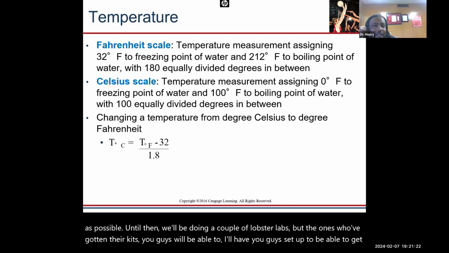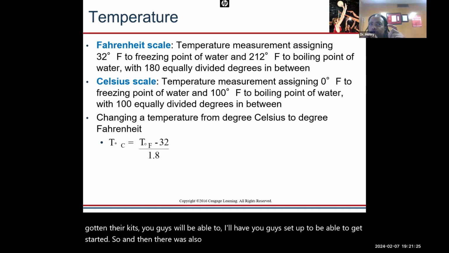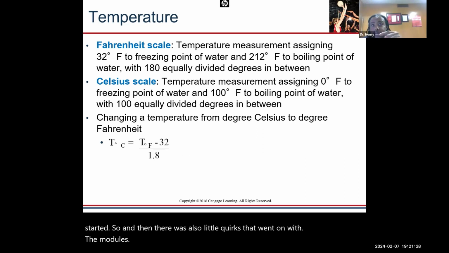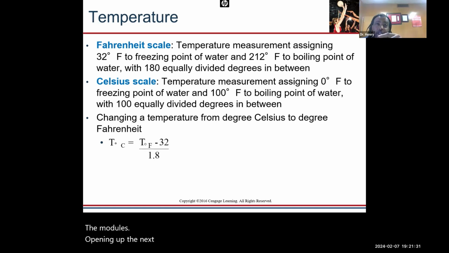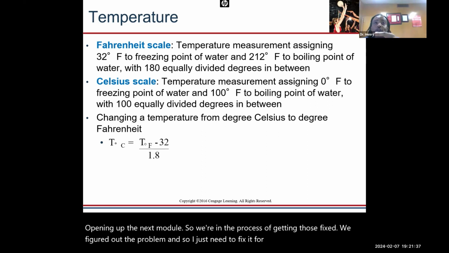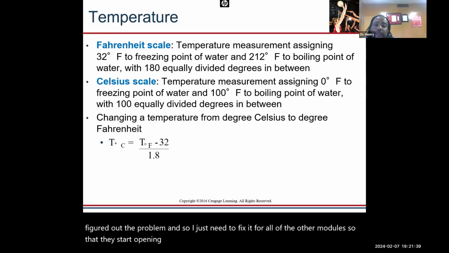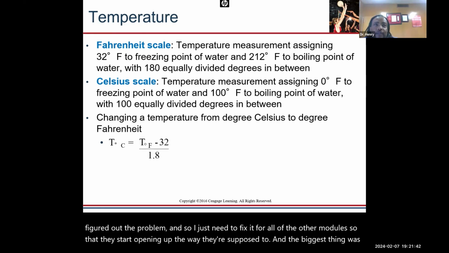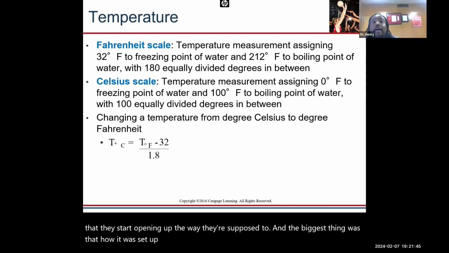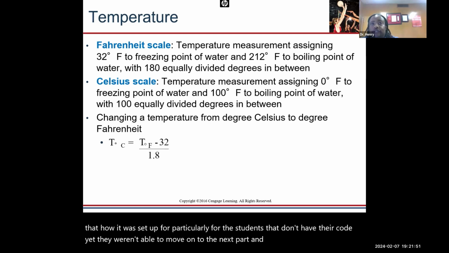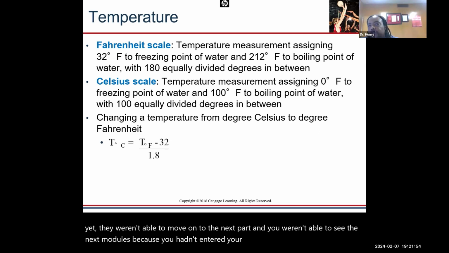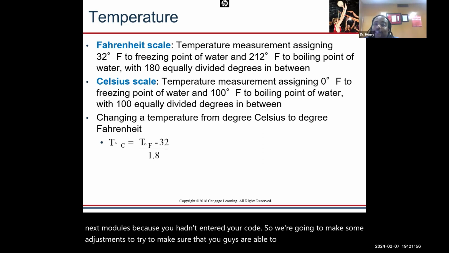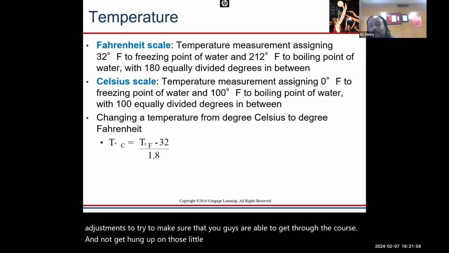There were also little quirks with the modules where they weren't opening up the next module. So we're in the process of getting those fixed. We figured out the problem, and I just need to fix it for all of the other modules so that they start opening up the way they're supposed to. The biggest thing was that, particularly for the students that don't have their codes yet, they weren't able to move on to the next part. You weren't able to see the next modules because you hadn't entered your code. So we're going to make some adjustments to make sure you're able to get through the course and not get hung up on those little details. I apologize for working out the kinks, trying a couple of new things.